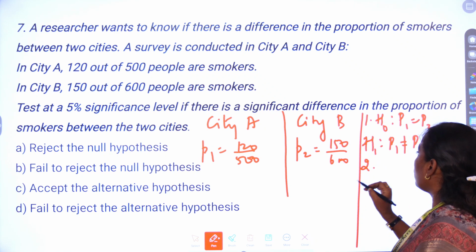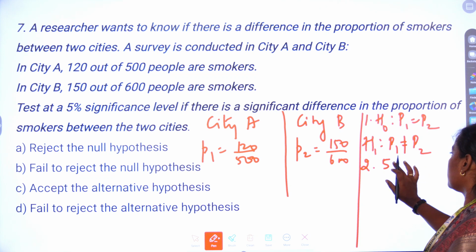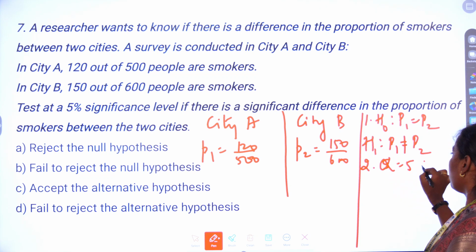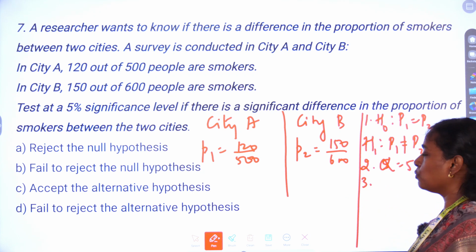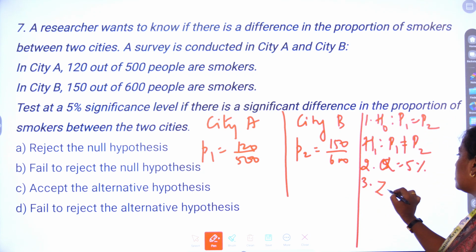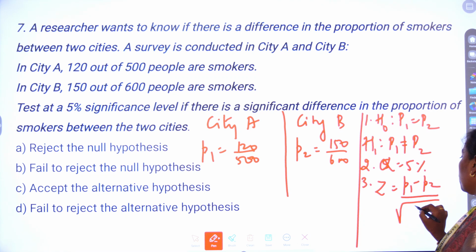Your second step is the level of significance. It is given as 5%, so alpha is equal to 5%. That is given to us. And the third step is you have to compute the test statistic. Your test statistic is Z equals P1 minus P2 divided by square root of PQ into 1 by N1 plus 1 by N2.